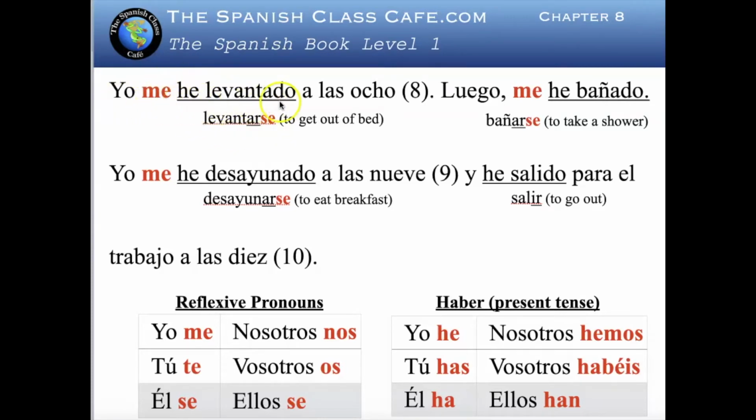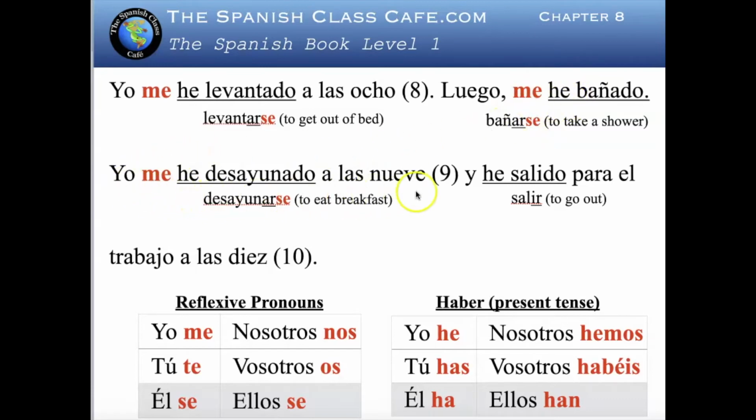Yo me he levantado a las 8. Luego, then, me he bañado. Took a bath or a shower. We can use it in baño; bañado can be a bath or a shower. Bañarse is the infinitive. Again, it's an AR. The past participle is going to be bañado, and the reflexive pronoun me goes in front of the conjugated verb.